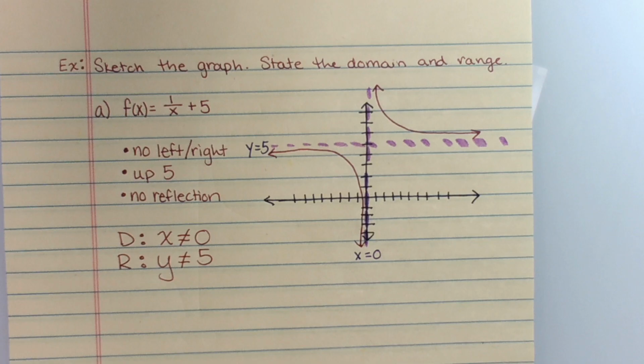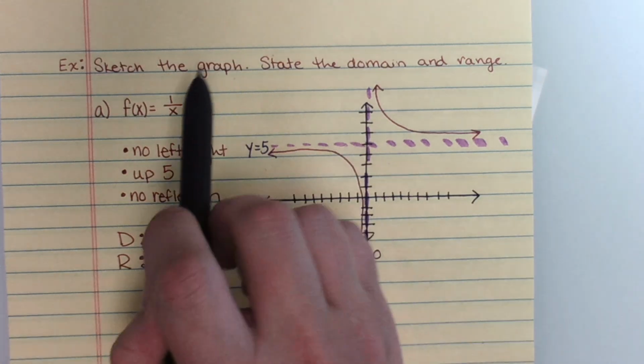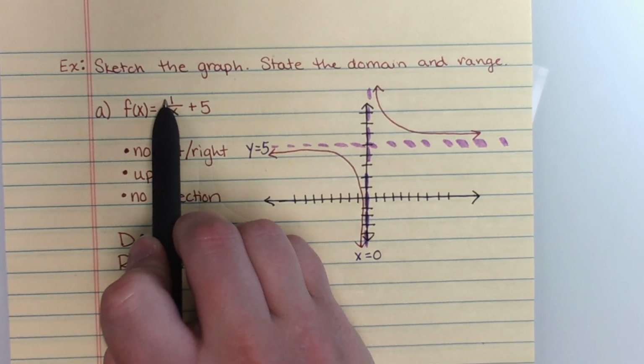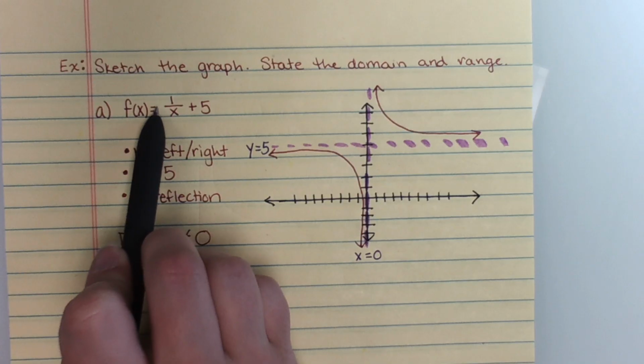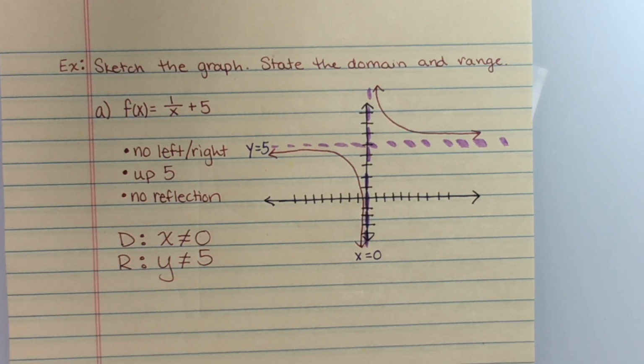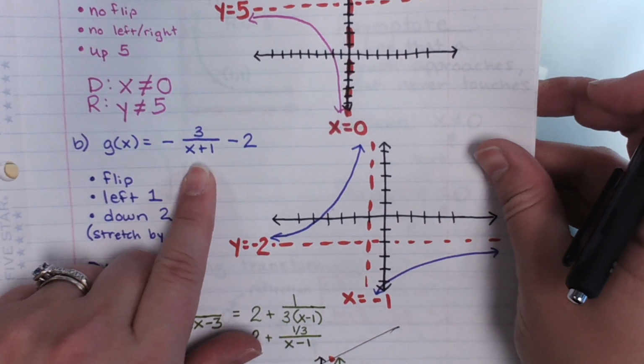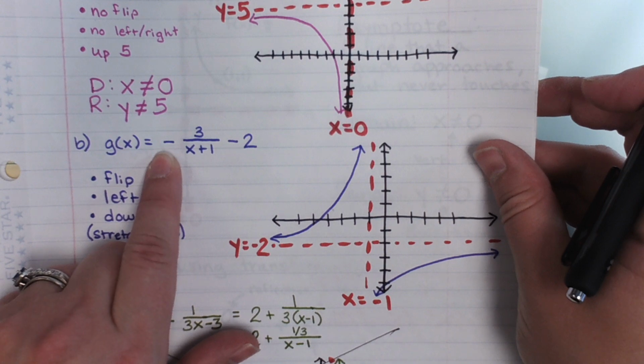Y'all think you can graph some reciprocal functions? I think so too. One thing that I will note is if there is a reflection, it could show up in the actual top of the fraction, or it can end up in front of the fraction. For example, that negative is a reflection.